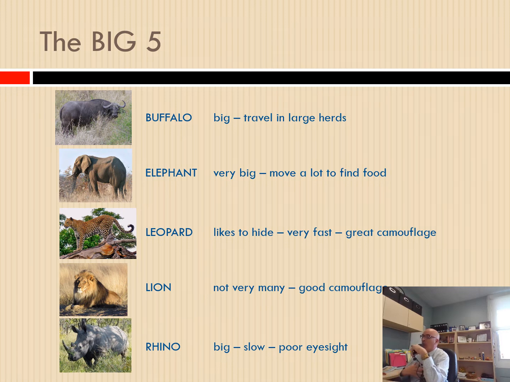Now, I wanted to see the lion first because the lion is my favorite. But based on these clues, do you think I saw the lion first or maybe one of the other ones? So take a minute and think about it.